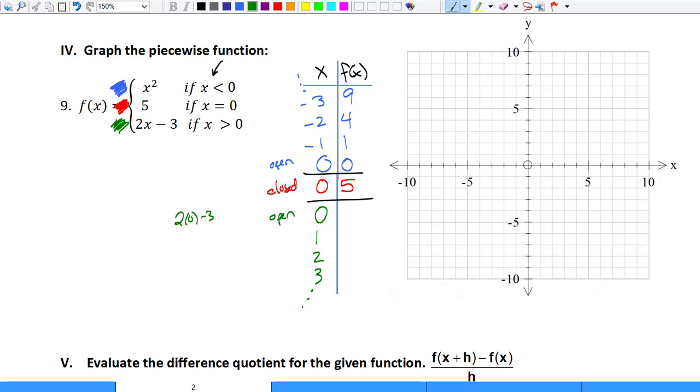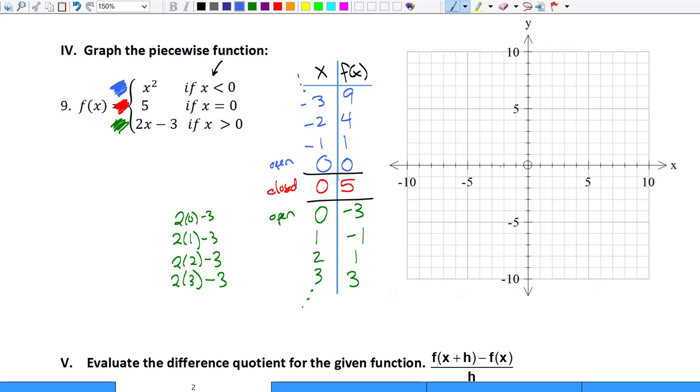2 times 0 is 0 minus 3, that's -3. 2 times 1 minus 3, that's 2 minus 3, or -1. 2 times 2 is 4, and 4 minus 3 is +1. 2 times 3 is 6, and 6 minus 3 is +3. And then it keeps going.